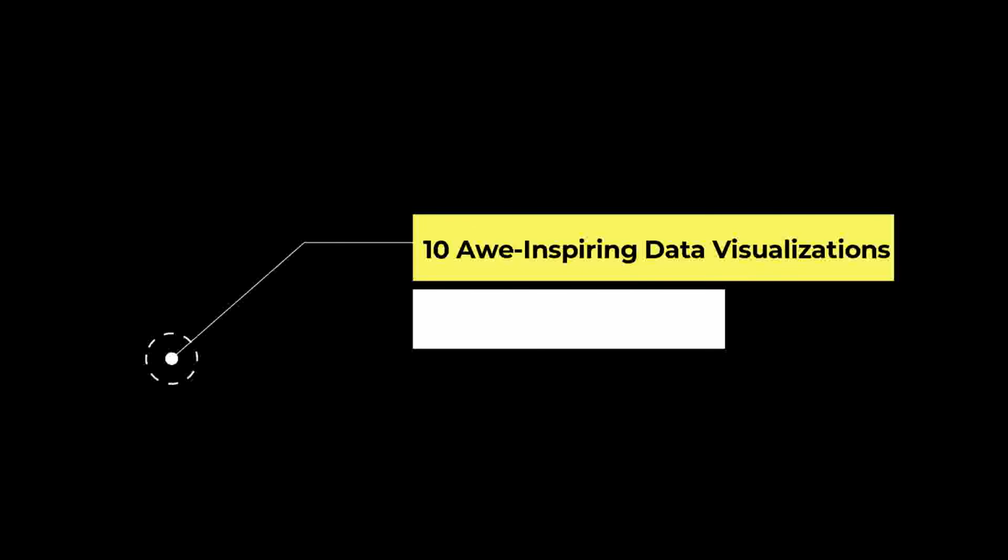7. Wind map US. An interactive wind map of the United States offers information on the current wind speeds and direction in real time. The map is simple, clear, and informative.